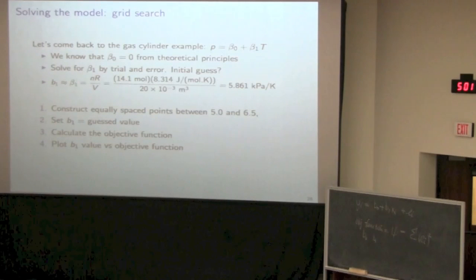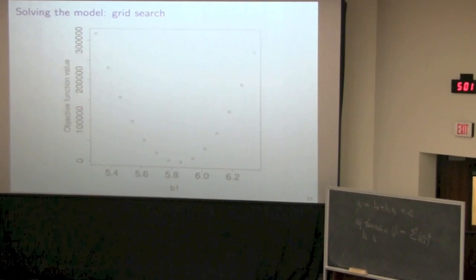So if we go back to this data for the gas cylinder that I showed you last time, one way you can see that a convex optimization function always looks convex. So there it is, it's a bowl shape. Convex means bowl. There's only one value of the slope, b1, which minimizes the objective function. So notice that as I start to move away from the minimum, the objective function rises very rapidly. If I use a smaller value of the slope, or a larger value of the slope, I get a much, much larger objective function.